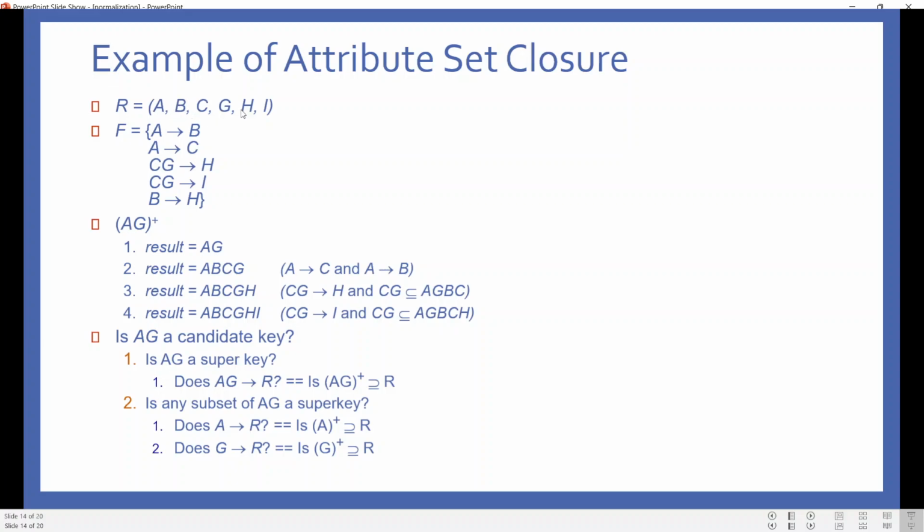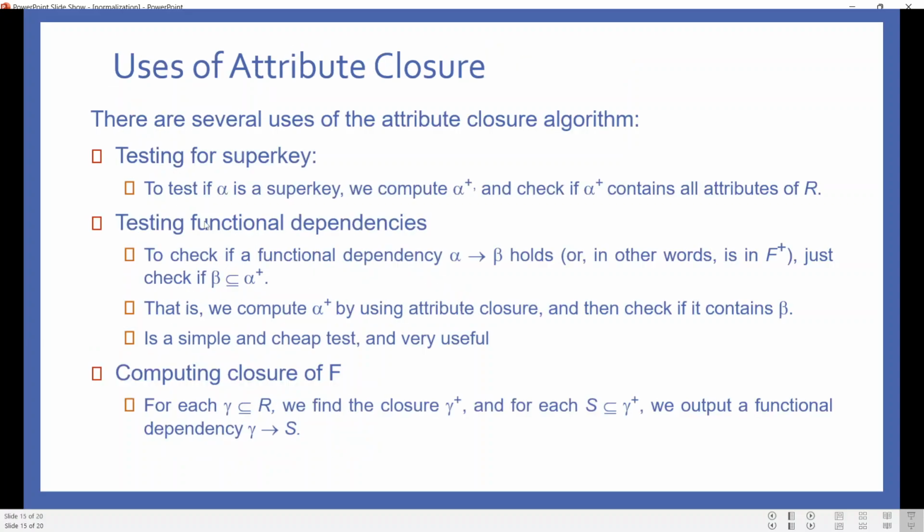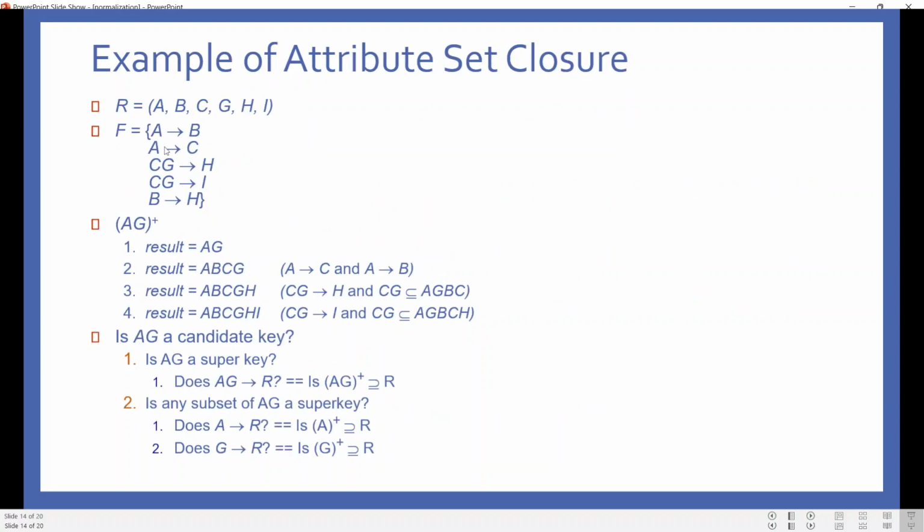Then A, B, C, G, H, and we have the following functional dependencies. What are these functional dependencies? First, by knowing A, we can determine B. So B is functionally dependent on A. Second, C is dependent on A. Then we have H dependent on CG, I dependent on CG, and H dependent on B.